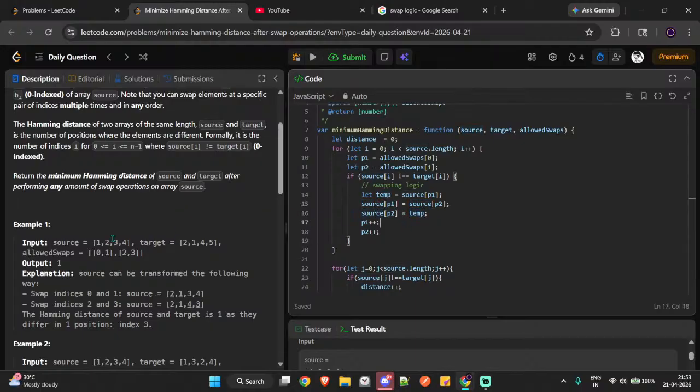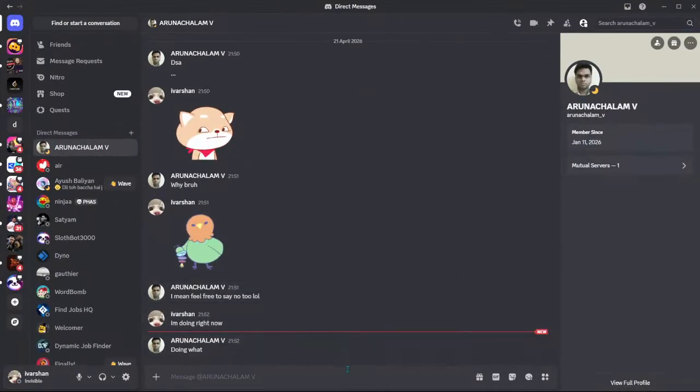This swapping only happens inside source, right? Since target is like the result, I guess. So we need this only for the comparison. Only this thing happens for this one. So what the heck, bro?